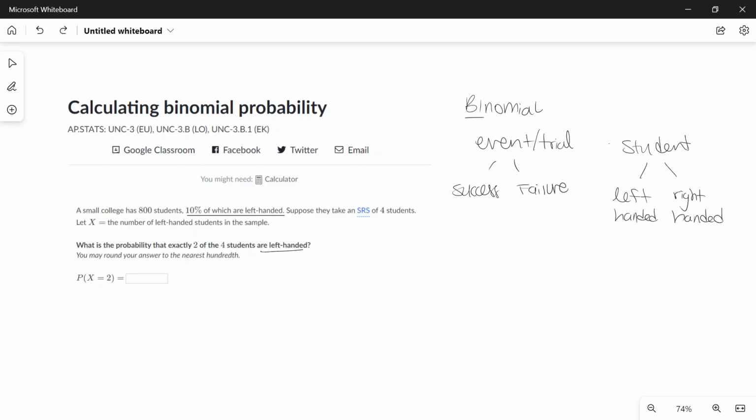It's also whatever they're asking you here, like the probability of a certain number of students out of a certain number of students being left-handed, if that makes sense. It's usually in the question. So each student, you have an outcome, left-handed or right-handed. They give us the probability that they're going to be left-handed, and what we have to do is calculate the probability that exactly 2 out of those 4 students are left-handed, because they're taking out of 800.